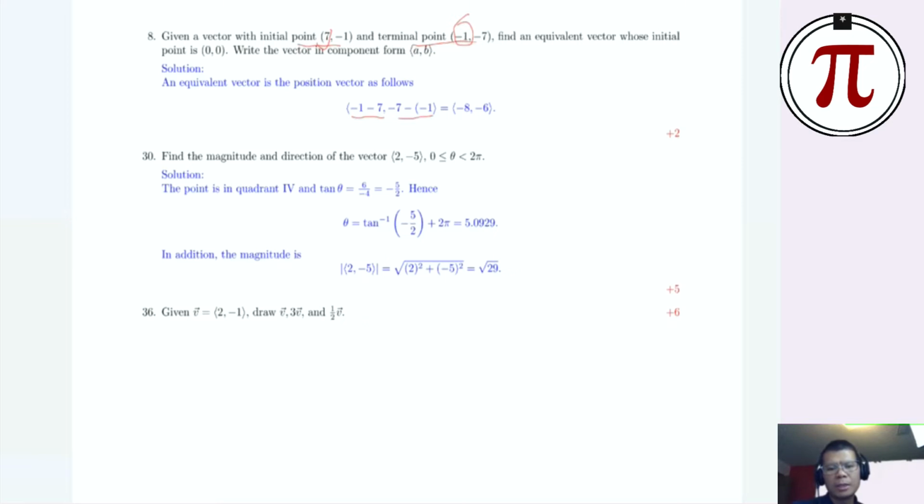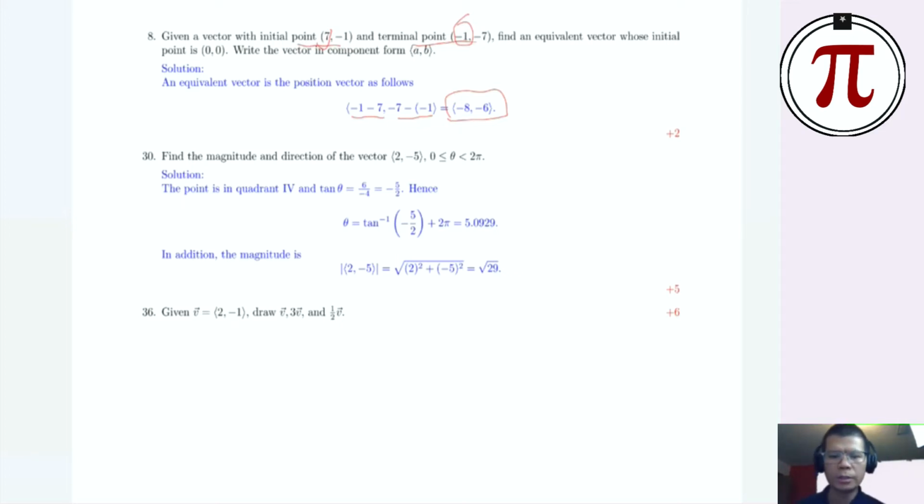Now, -1 minus 7, that is -8. -7 minus -1, that is what? -7 plus 1, that's -6. So therefore, the equivalent vector is in this form: -8, -6. 2 points. Now, some of us made errors on this one, so be careful. It should be the terminal point minus the initial point, right? So this is question 8.